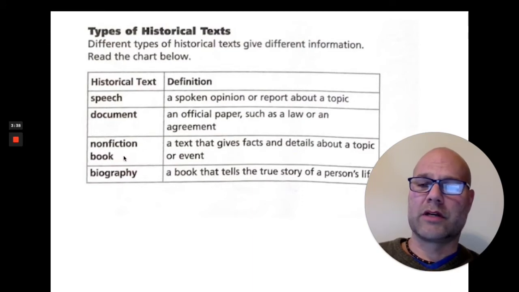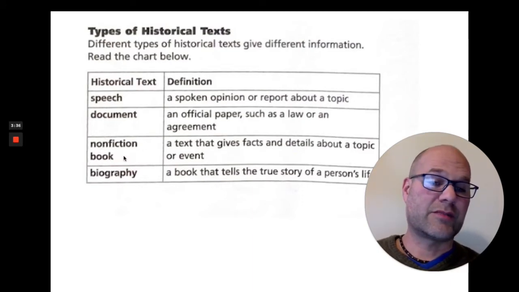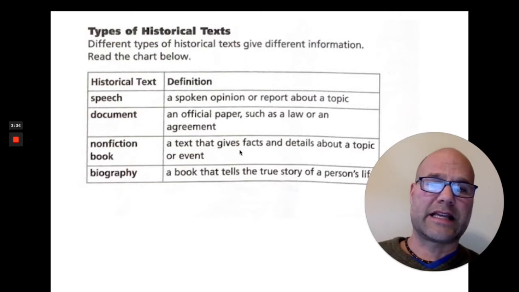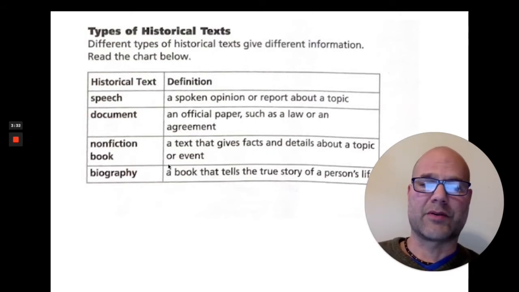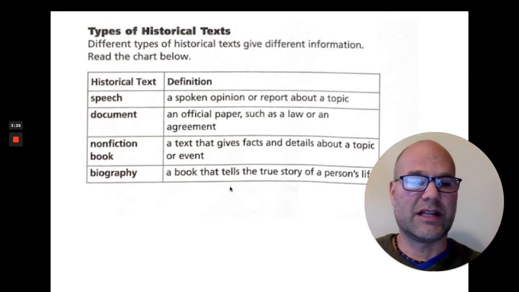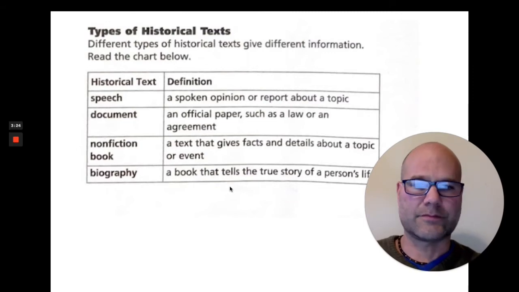A non-fiction book, like a history textbook, is a text that gives facts and details about a topic or event. A biography tells specifically about a person's life and the history of that person's life.